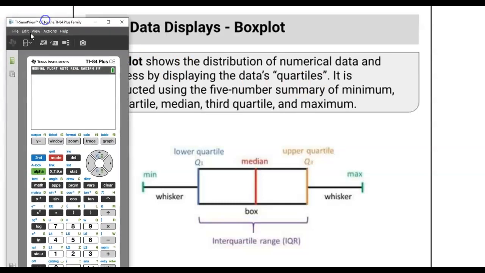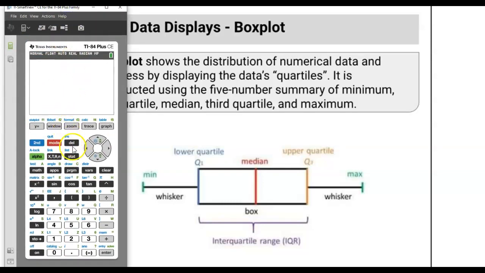Here's my calculator. I have put some numbers into my stat edit menu. Here's stat edit. I put some numbers in here. Now, what I like to do in order to get the quartiles is go to stat and then calc and then 1-Var Stats.